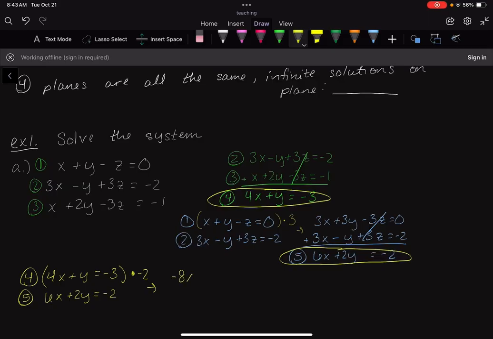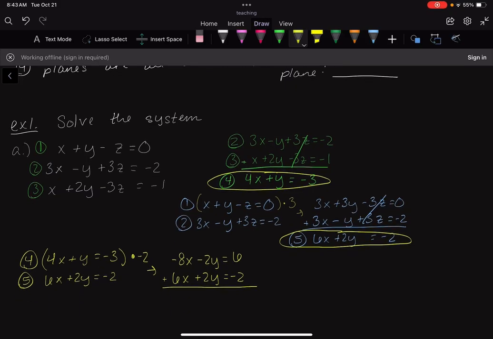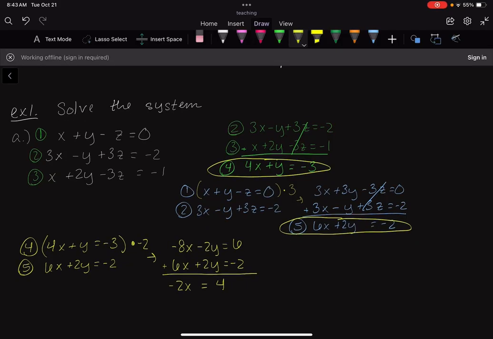So I get negative 8x minus 2y equals 6. The bottom one I'm not changing at all. And then I'll add these together. I get negative 2x equals 4. Now I basically have a new equation, but it only has x in it. So I can divide both sides by negative 2. So this tells me that x equals negative 2.